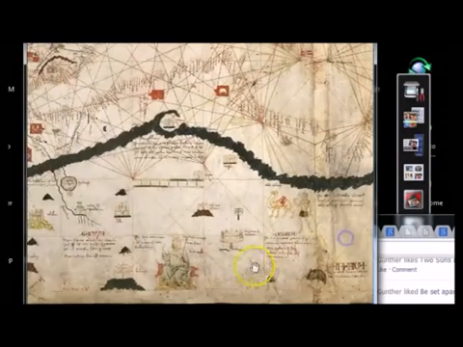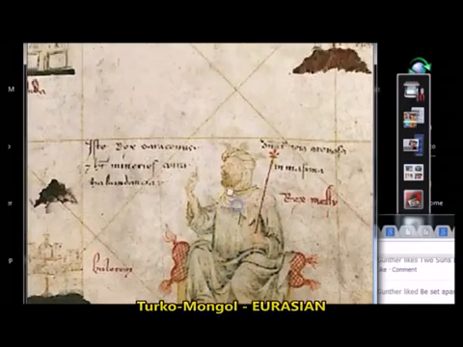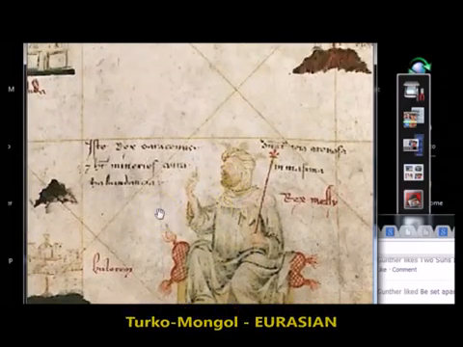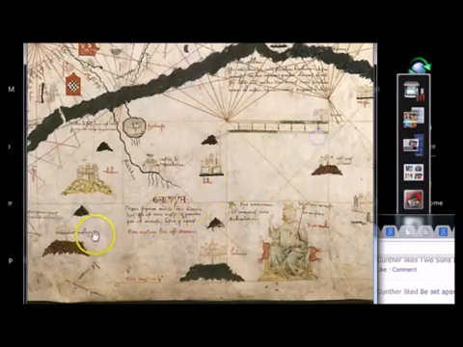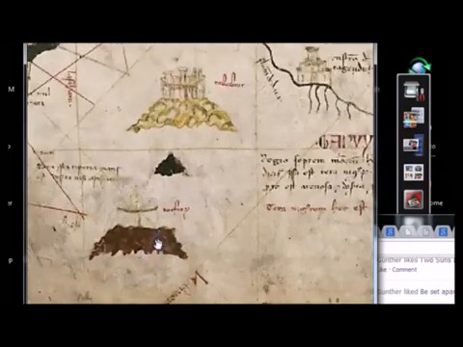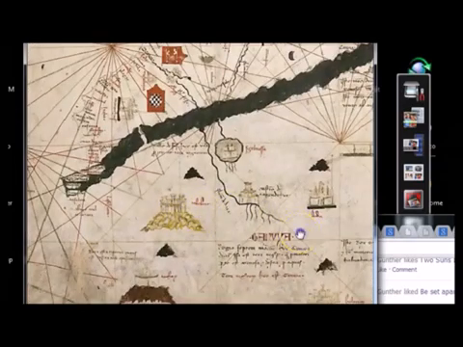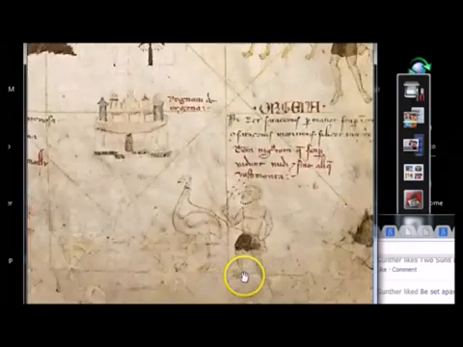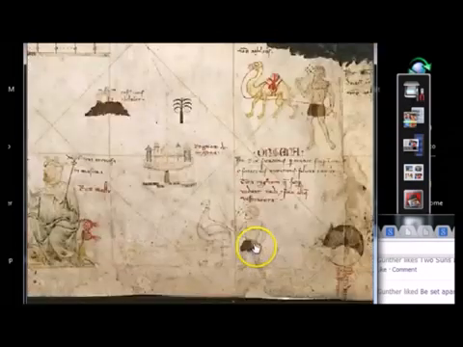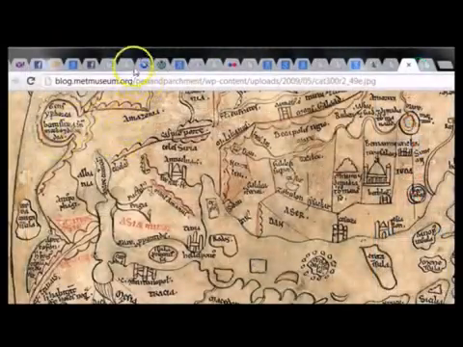Way down here in the south of Africa, you have this guy. Does he look like an African? And you have all these castles. What are all these great kingdoms, looks like European kingdoms, down here, all throughout Africa? What is this all about? What's going on?